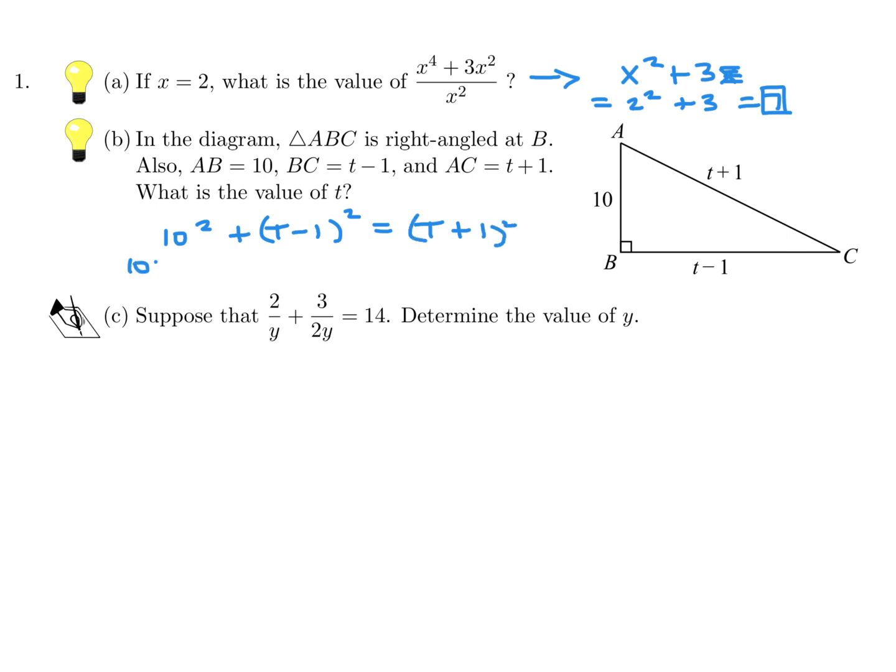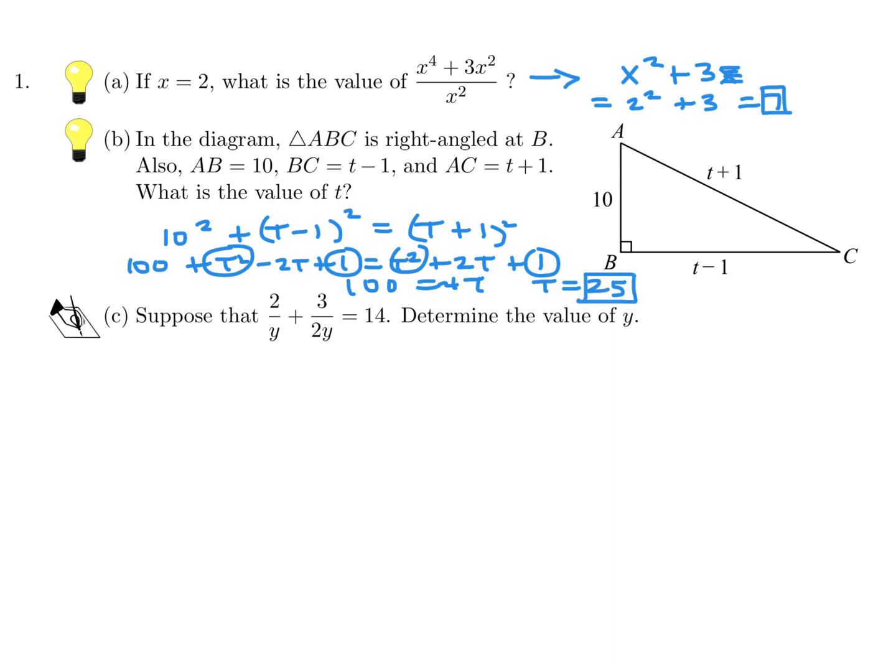And when you expand this, you get 100 plus t squared minus 2t plus 1. And on that side, it would be t squared plus 2t plus 1. The t squareds go, the 1s go, and all you're left with is 100 is equal to 4t. And therefore t is 25.